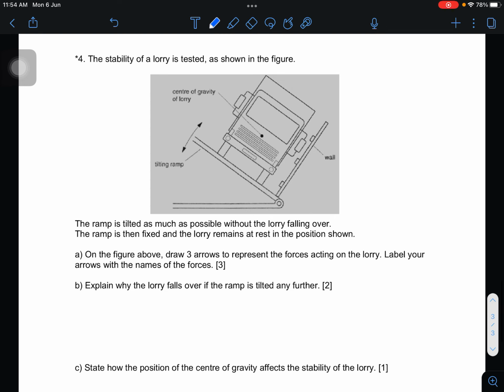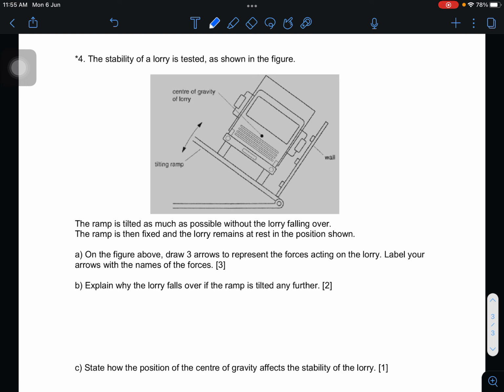4. The stability of a lorry is tested as shown in the figure. The ramp is tilted as much as possible without the lorry falling over. The ramp is then fixed and the lorry remains at rest in this position. For what? Not sure. Maybe to test. Before they commission a particular design of a lorry, they probably want to test what is the maximum angle that the lorry can go. Usually this is some kind of safety test.